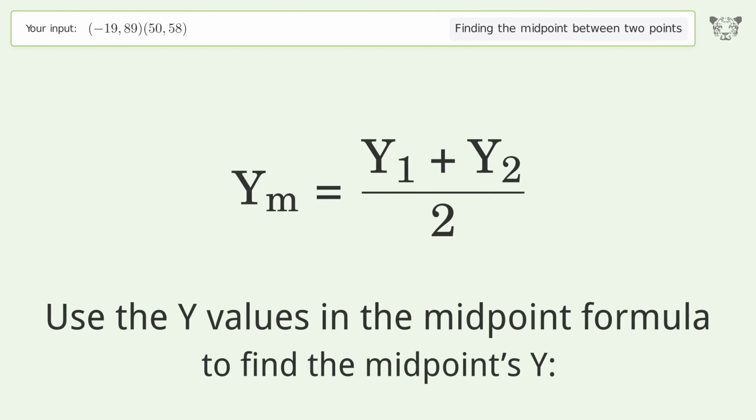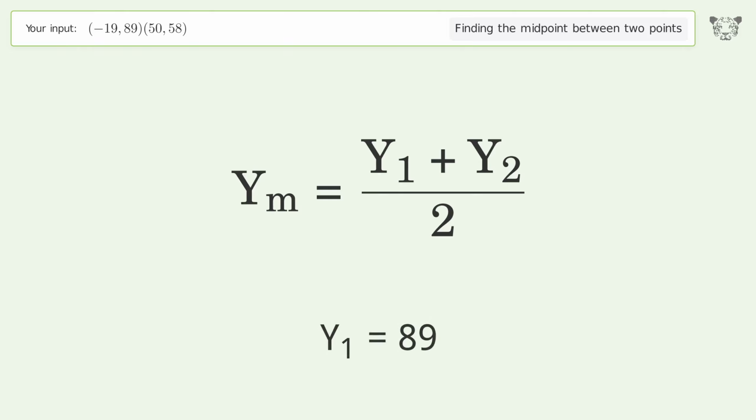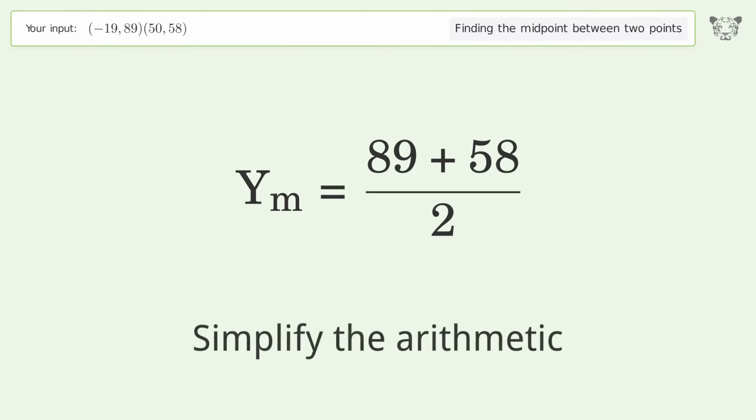Use the y values in the midpoint formula to find the midpoint's y. y1 equals 89. y2 equals 58. Simplify the arithmetic.